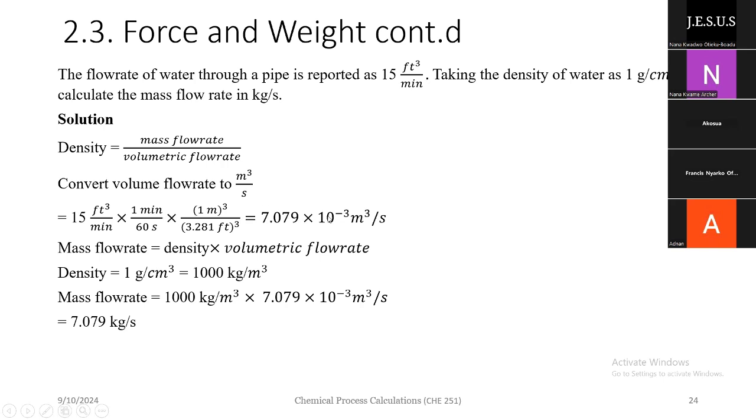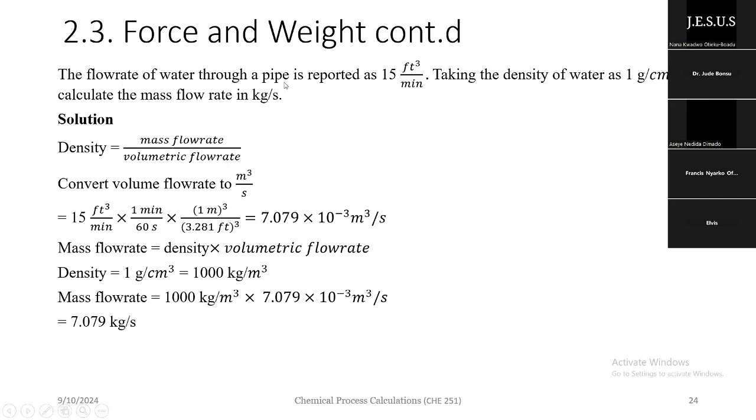Now our density is in gram per centimeter cube. So we need to convert our density also to kilogram per meter cube so that the units become consistent. Our mass flow rate, from this relation, times the meter cube cancels the meter cube. Let me go over it again. We need to find the mass flow rate in kilogram per second.